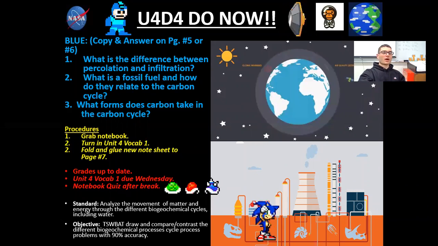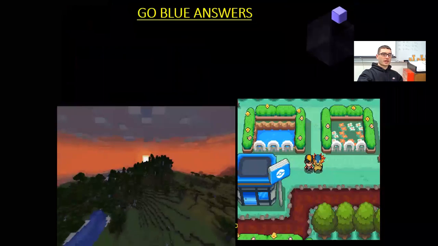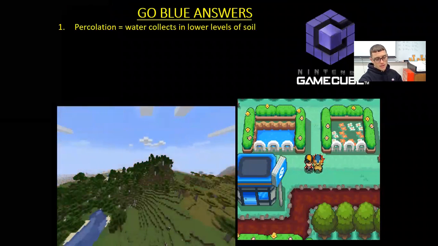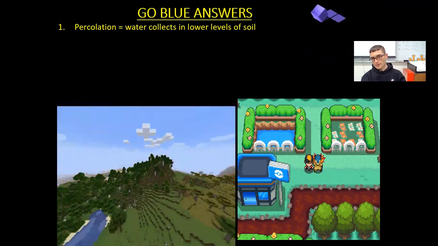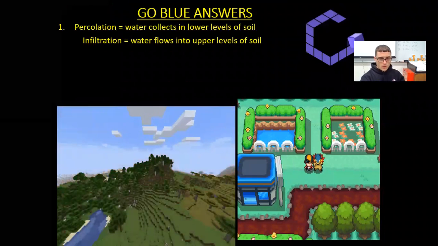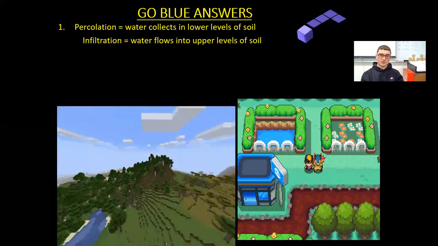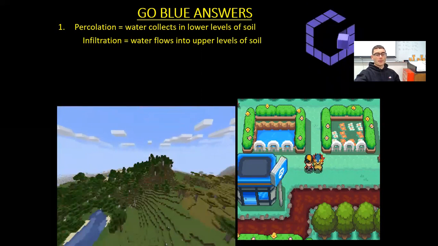Number 1, what is the difference between percolation and infiltration? Well, percolation is when water collects in the lower ground, whereas infiltration is where water enters through the upper levels of soil. So percolation is the lower levels of soil, infiltration is the upper levels.